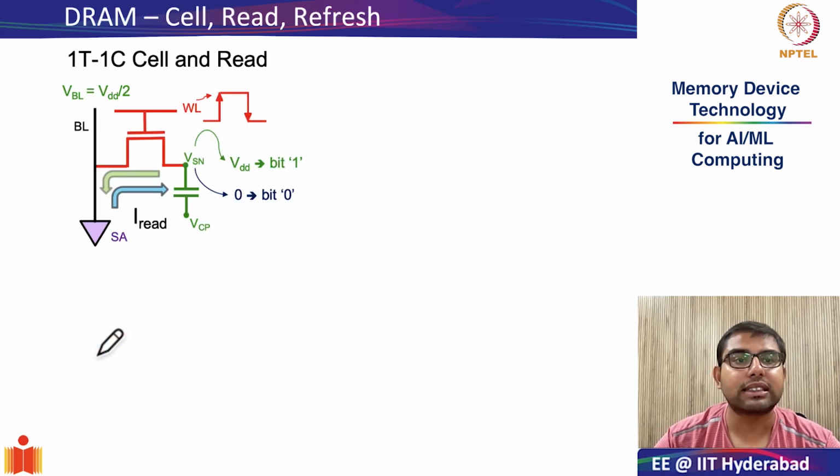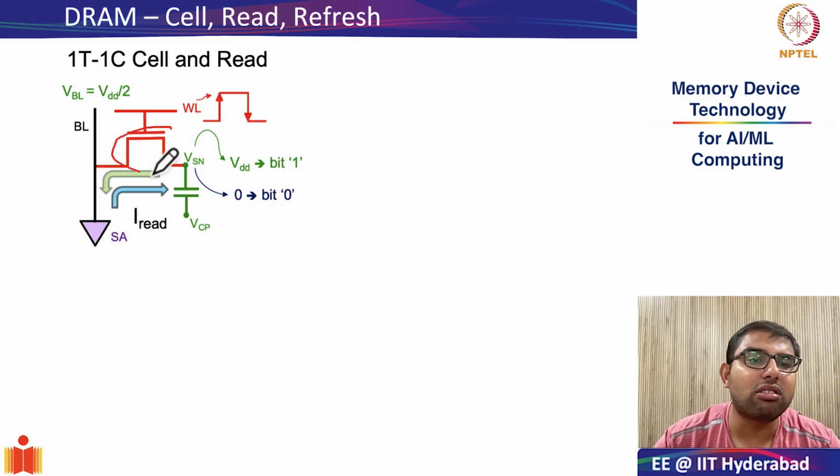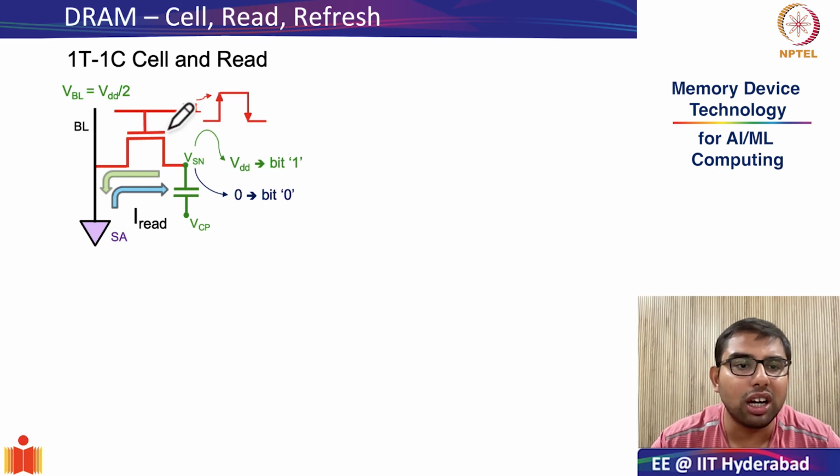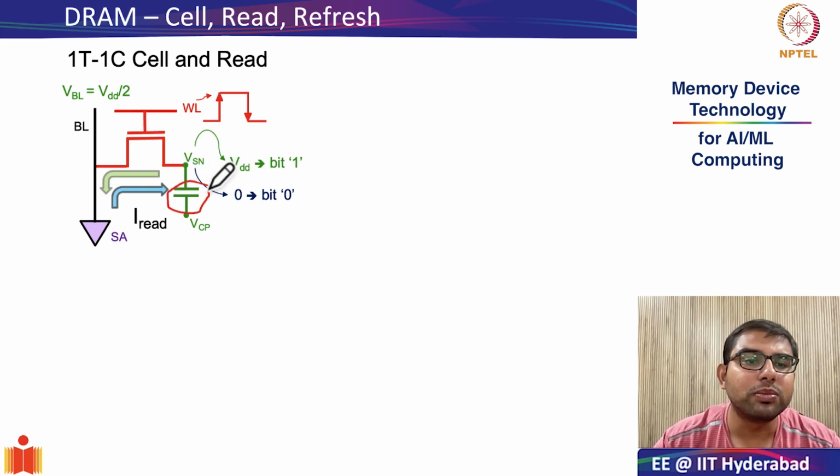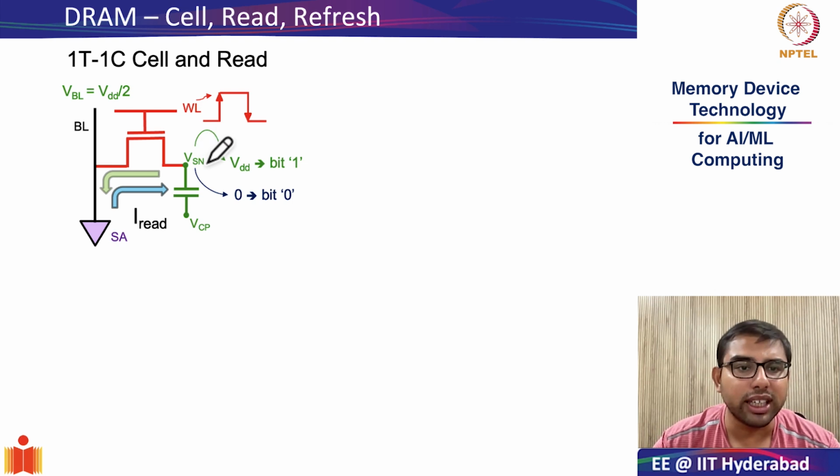Next, we started looking at the DRAM cell architecture. The DRAM cell architecture is very simple. It consists of one transistor, which is your access transistor, and one capacitor. The storage node is the most important functional element here, which either stores bit 1 by storing VDD, or stores bit 0 by storing 0 voltage.